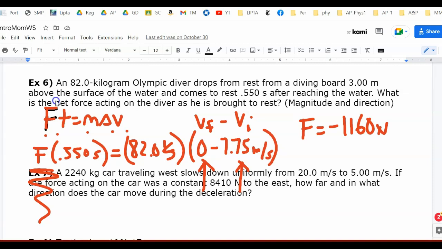You did not like that one, did you? What we found is the initial velocity. How fast was she going when she hit the water? Why did we do that? Because when I looked at this equation, I cannot find the delta V unless I know how fast she was going when she hit that water. So we're going to skip the last question.